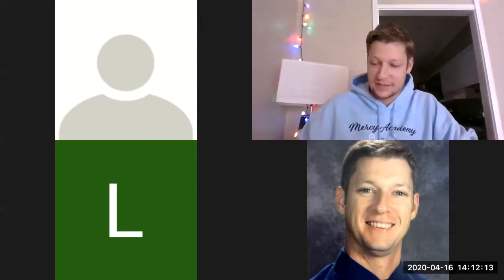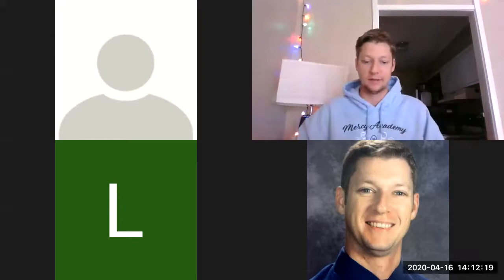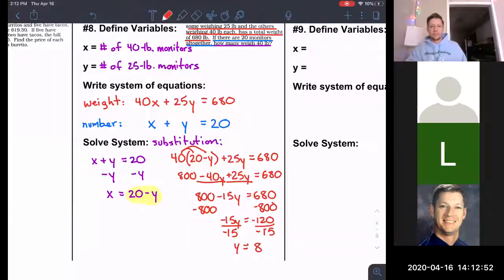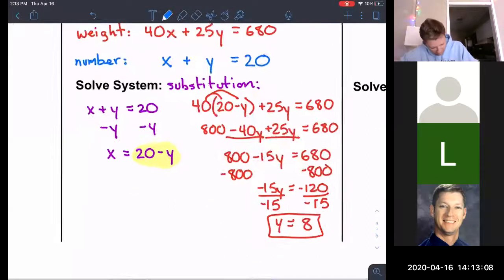But yes, you would think it doesn't make sense. How could the shipment have -8 25-pound monitors? It can't. That just can't happen. Okay, so we got half of our answer. Now the rest of this is mental math. If there's 20 monitors altogether and 8 of them are 25-pound monitors, then how many 40-pound monitors do we have? 12. You got it. 12 plus 8 is the only way to get 20.